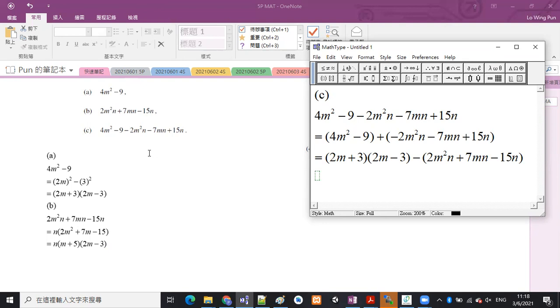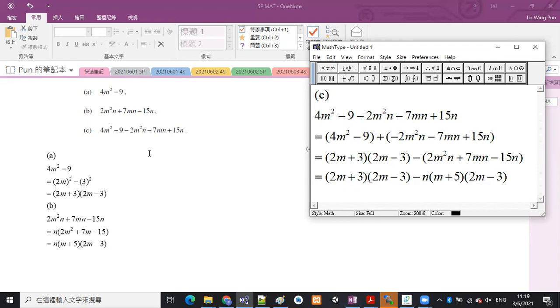And then we can use the results in part B again. Okay? So 2m plus 3, 2m minus 3 is unchanged. And then for the second bracket, it is n times m plus 5 times 2m minus 3. Can you follow? Is that the end?